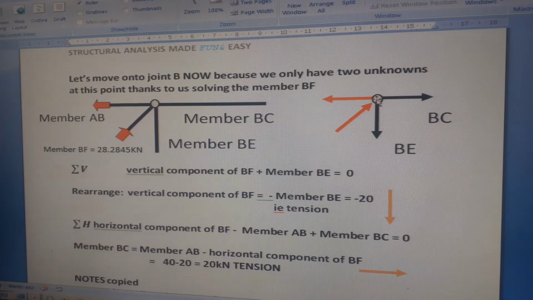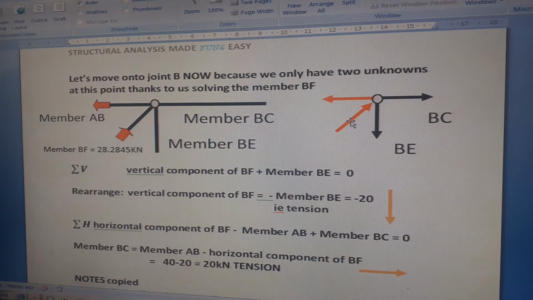Just to recap as well, when you've got a force, if it goes away from the joint, that's tension, and if it goes towards the joint, it's compression. So we've got AB there. On the right hand side here is the free body diagram. So member AB, the red arrow horizontal, right to left, tension. Member BF was compression, 28.2845 kilonewtons. So BE is unknown and BC is unknown. What I've done to start off with is draw BC from left to right, because I thought it's probably going to be from left to right since AB is from right to left.